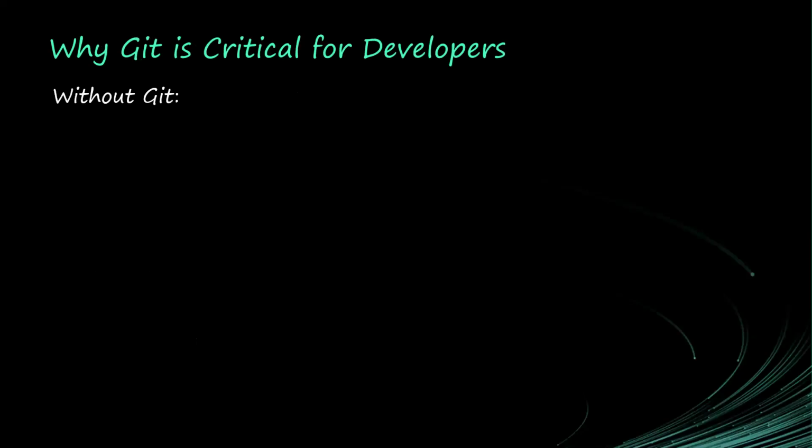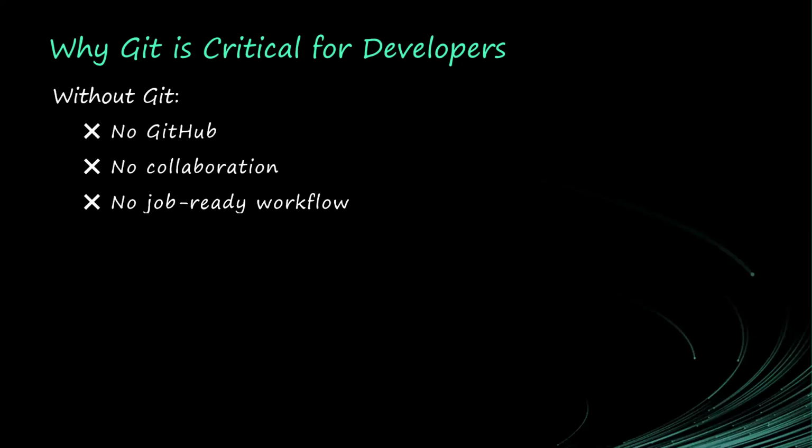So now Git is critical. Why is Git critical for developers? Without Git, you will not have any GitHub account. You will not collaborate with other developers. No job ready workflow. All right. When you want to get a job, people will ask you for your GitHub account. They want to see what you have done. So it will also help you in getting a job.